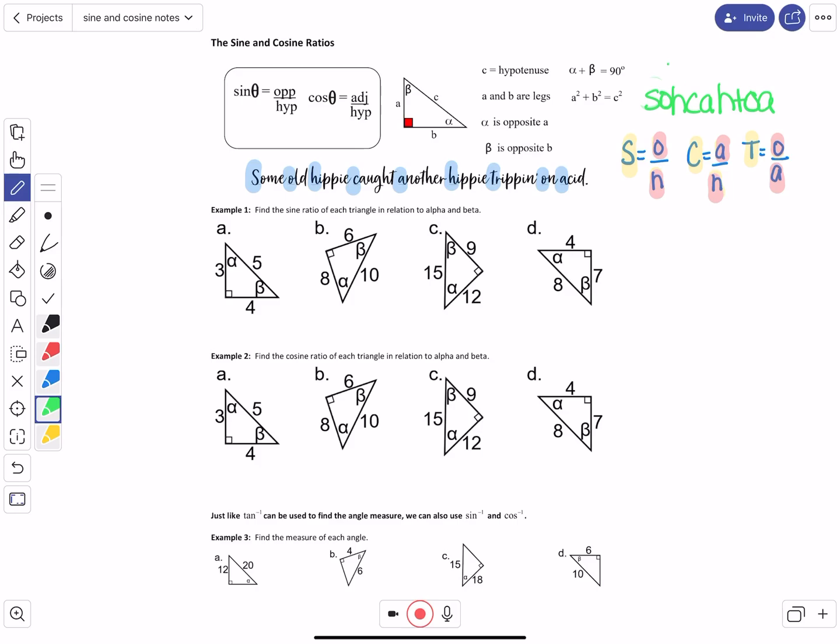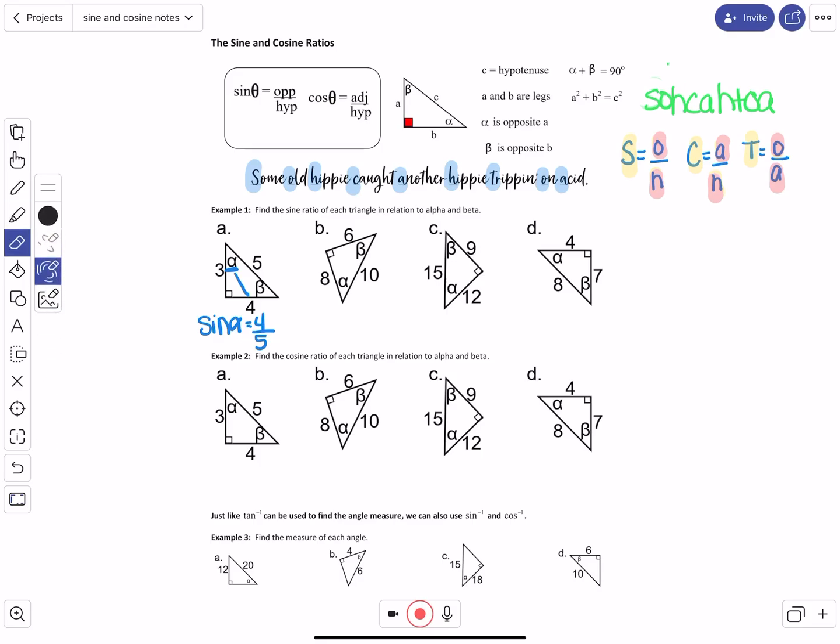For the first one, let's find the sine ratio of each triangle in relation to alpha and beta. For our first one, we abbreviate sine by basically leaving off the E. And it is sine. We don't say it's sin. There is no sinning in math class. So you always say sine. The sine of alpha, so remember we're going to start with alpha, is opposite over hypotenuse. So opposite is 4. The hypotenuse is 5.